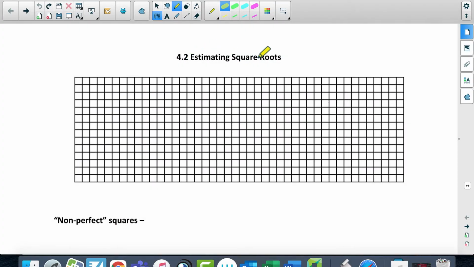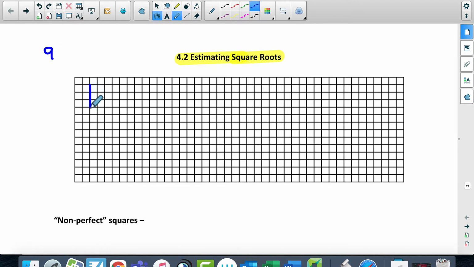Okay everyone, we're going to continue on with square roots. What we're going to do today is estimate square roots. Remember last day we had something that looked just like this, and I asked you to make some squares. For example, I asked you to make a square that had 9 little squares in it. And you were able to do that.